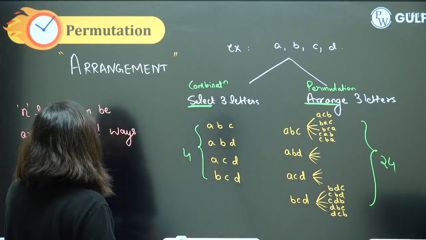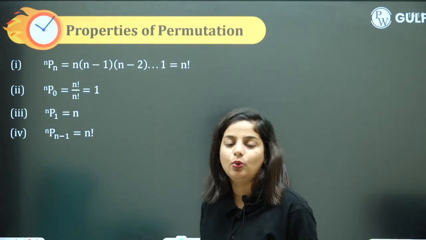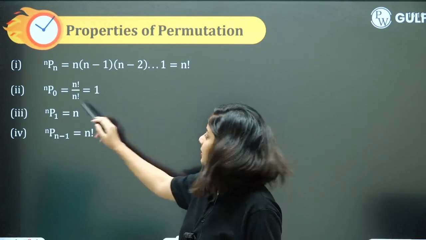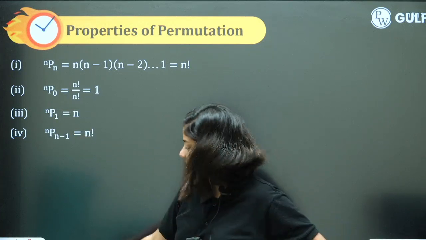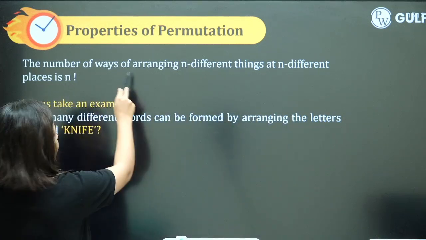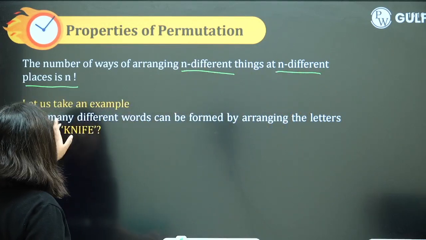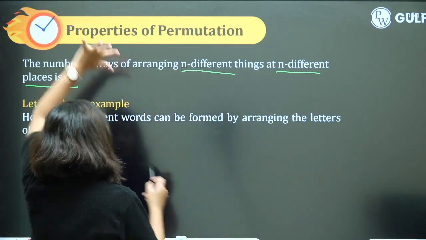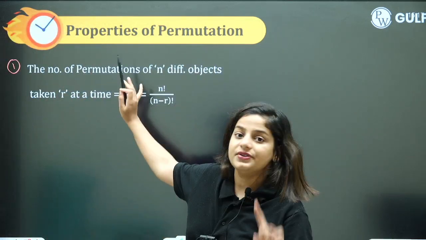I already talked about this in earlier lectures, n factorial ways. These are some of the properties which you should note down directly. nPn is n, n minus 1, n minus 2, down to 1. nP0 is 1, nP1 is n, nPn minus 1 is n factorial. Remember this. For example, the number of ways of arranging n different things at n different places is n factorial. In how many different words can letters of the word knife be arranged? It has 5 letters, so can be arranged in 5 factorial ways. This is your very first type of permutation.